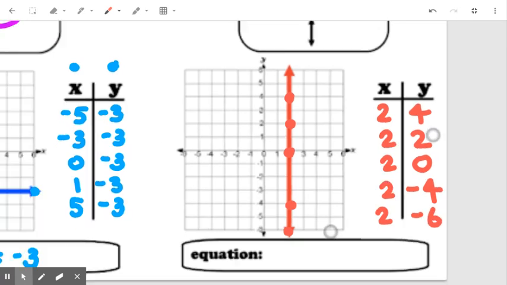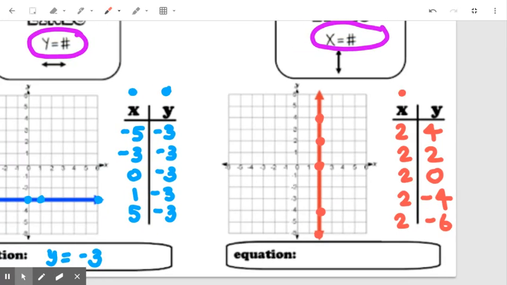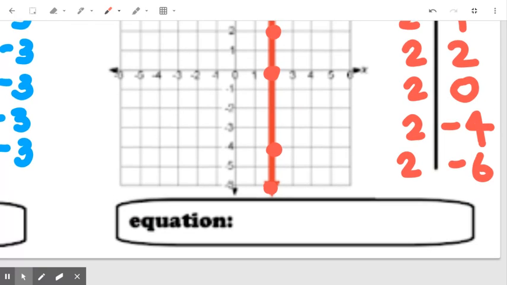So in this case, you can see that the x's have to be 2's. The y's could be any one number I want, because if that number goes with an x value of 2, we know it's got to be on this line. So because the y's don't matter and we know the x's have to be 2's, that is the equation of this line: x equals 2.